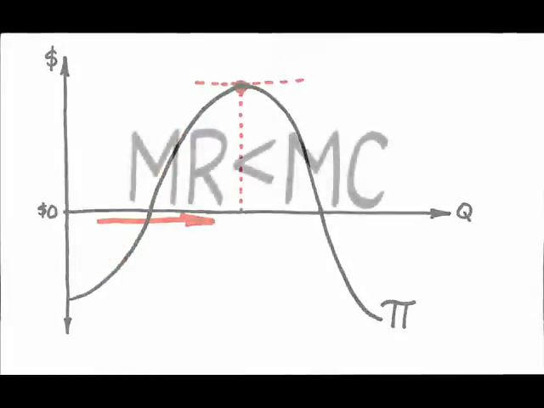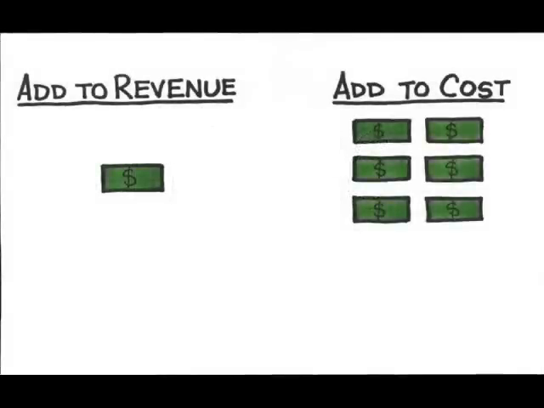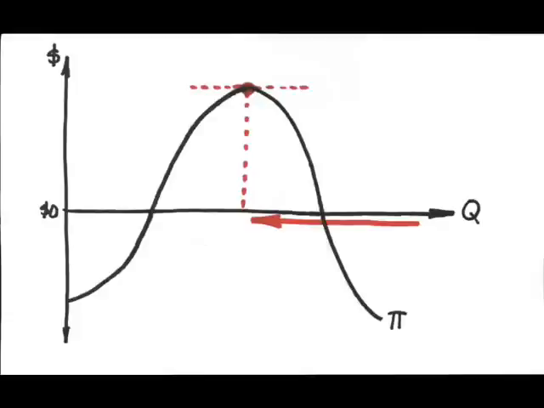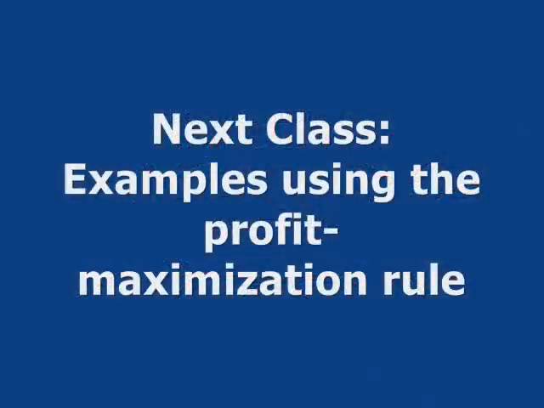And what if marginal revenue is less than marginal cost? In this case, more is being added to cost than to revenue, so profits are falling. Notice this does not necessarily mean that profits are negative, just that profits have gone past the maximum and are now decreasing. In this case, you would want to cut back on your output until marginal revenue equals marginal cost. In the end, marginal revenue equals marginal cost is always the profit maximizing rule, no matter what the market structure. Next class, we'll do some problems using this profit maximizing rule.